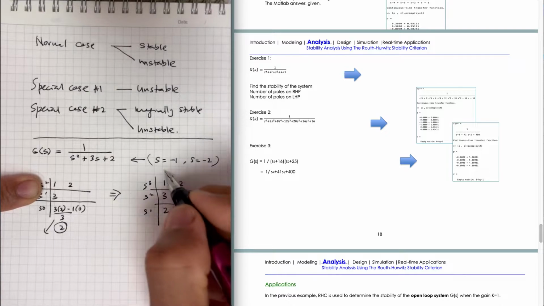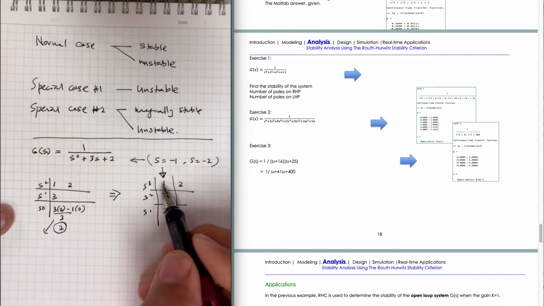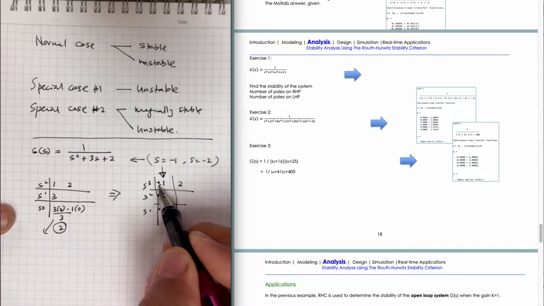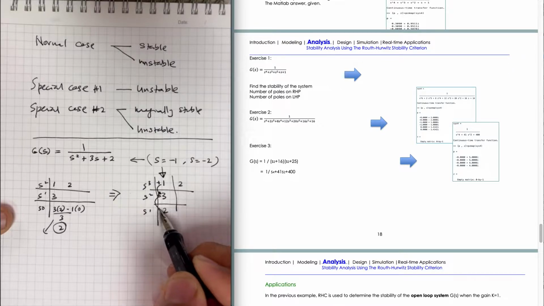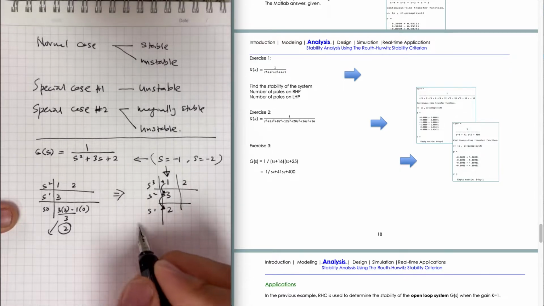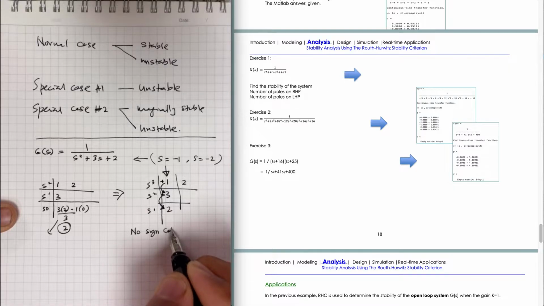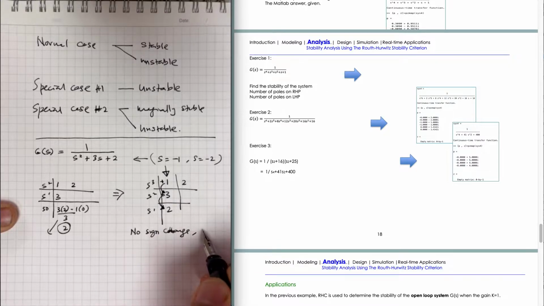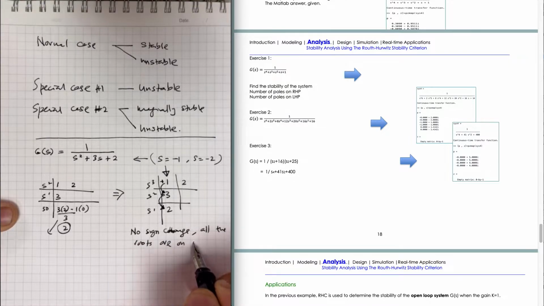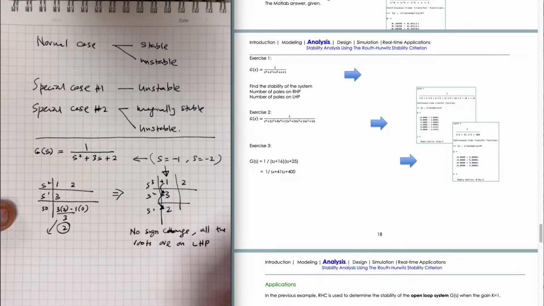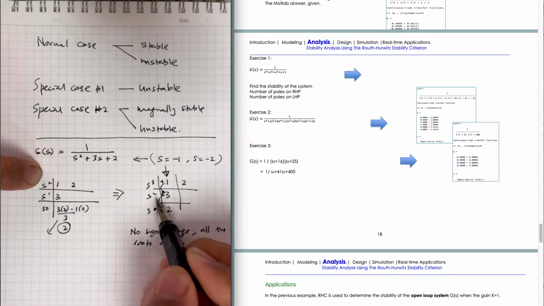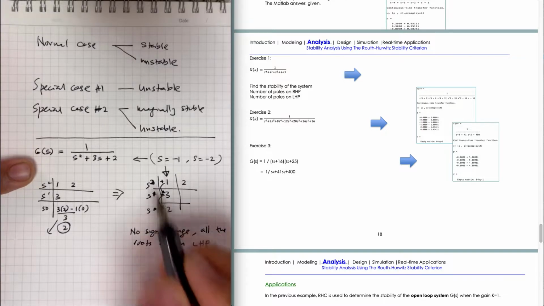So we need to look at the first column. What are the signs? We have positive 1, positive 3, positive 2. From here to here, is there any sign change? No. From here to here, no sign change. If there's no sign change, that means all the roots are on the left half plane. Sorry, this is s^2, s^1, s^0.